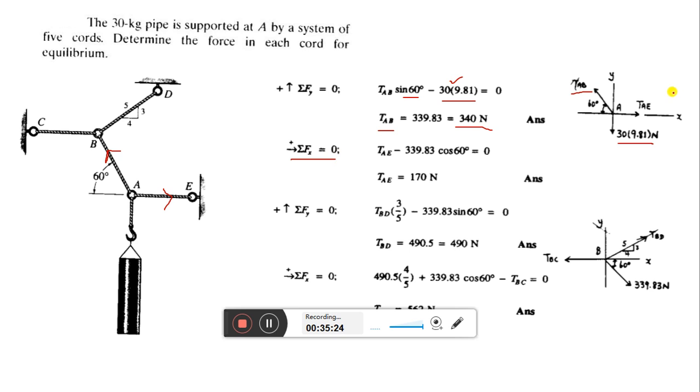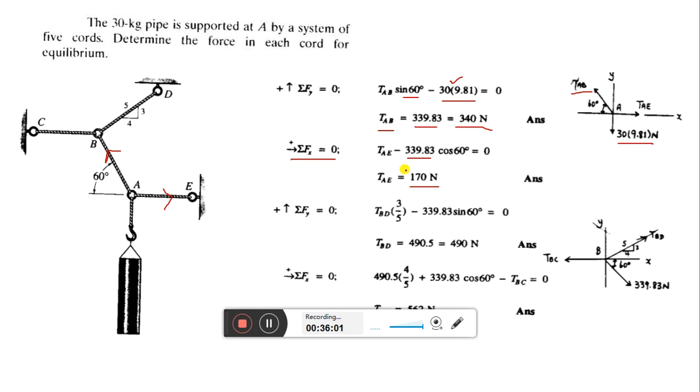Next, solve for the x direction. So in x direction we have TAB cos 60 degree and other side we have TAE. So TAE is positive, so write positive TAE. The other side, minus we have TAB, that value is known. TAB value is calculated, into cos 60. So TAE means 339.83 into cos 60. This is 170 Newton. That is also calculated.